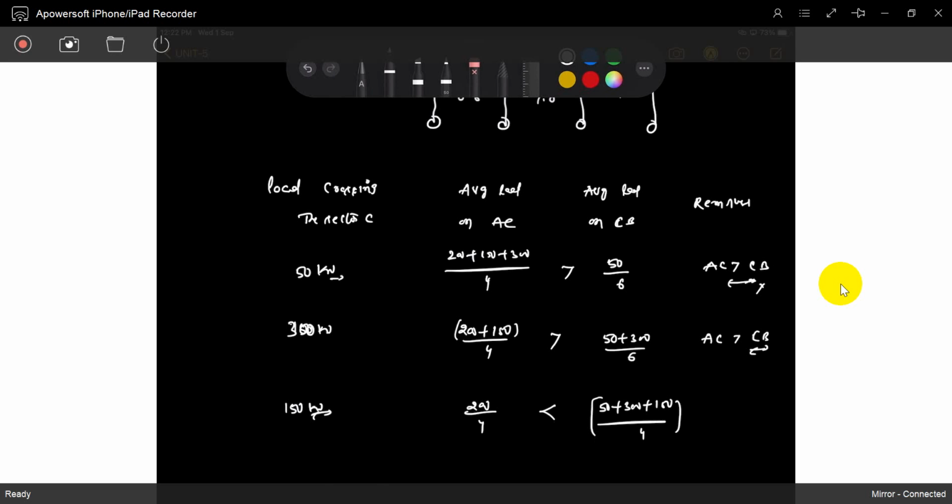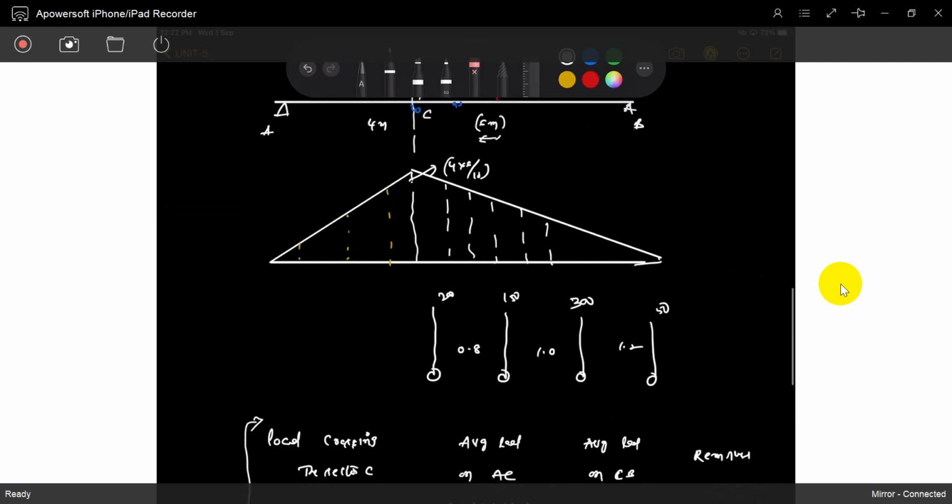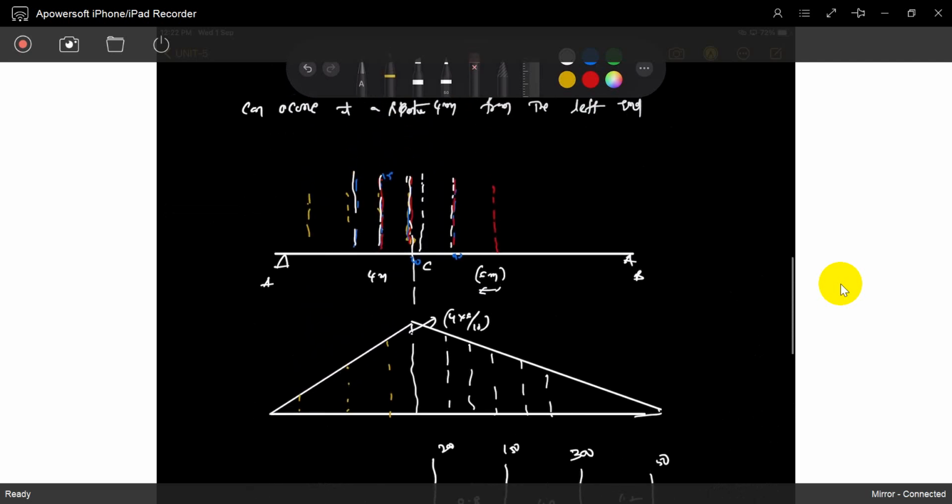So now I clearly say that AC is less than CB. That means the 150 kilonewtons is passing the section C, and the average loads on AC and BC are disturbed. Are you getting it? One is increasing over the other. So that's what gives us the idea. What is the idea, sir?